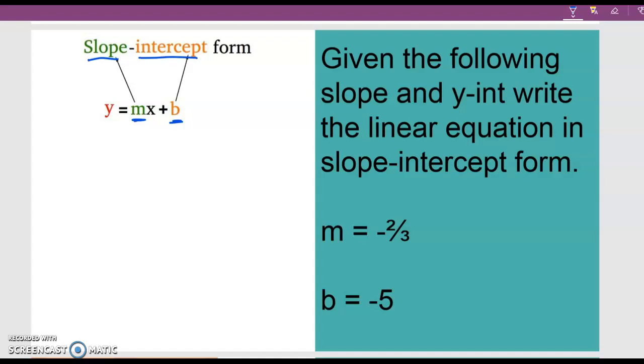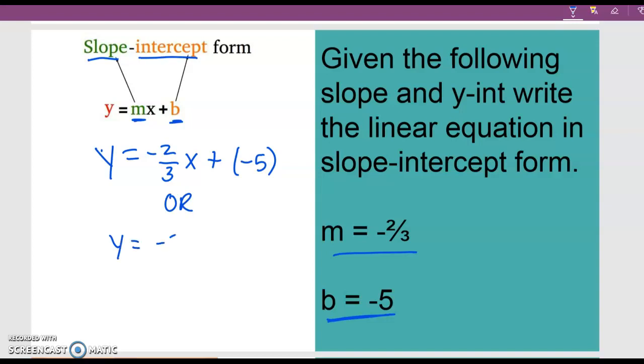So the first thing I want to practice is just writing an equation in slope-intercept form. So if they give you the slope, like over here, they told us that the slope m is -2/3, and b, the y-intercept, is -5. If I want to write this, I'm just following this pattern. Y equals, well, they told us m, the slope, is -2/3 times x plus b, which is -5. Now, you could also write this as -2/3 x minus 5. Either way, same thing.